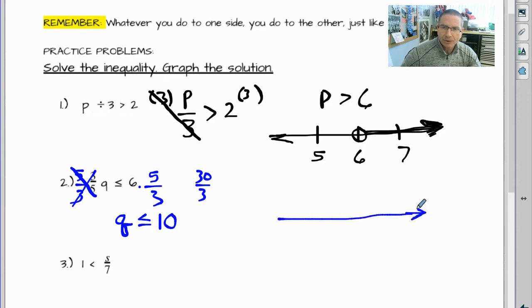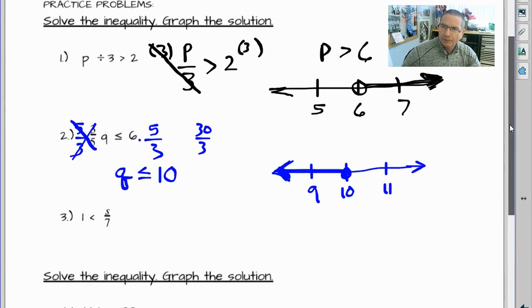Again, quick review on the graph. We will have a closed circle this time because of the equal sign in our inequality. And this time it will point to the left. So all our solutions will be less than or equal to 10.